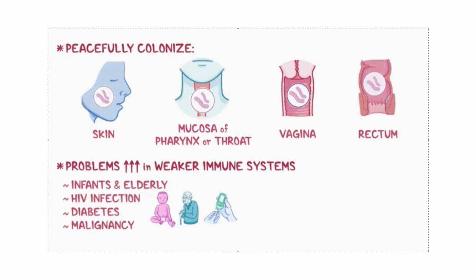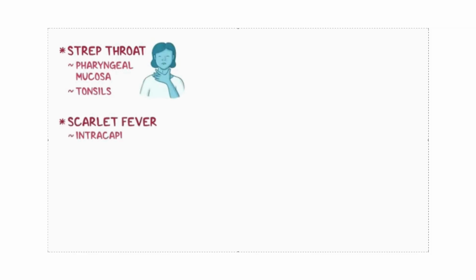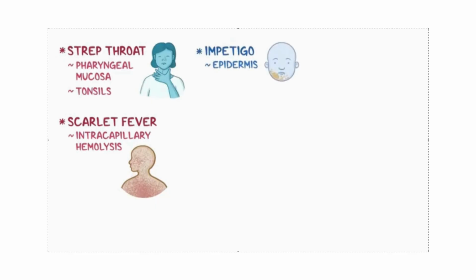In these cases, strep pyogenes usually gets in the bloodstream through a breach on the skin, a mucosal laceration, or following surgery. Most often, strep pyogenes causes strep pharyngitis, also called strep throat, which is the inflammation of the pharyngeal mucosa and tonsils. Strep pharyngitis may also be associated with scarlet fever, which is when intracapillary hemolysis results in a bright red skin rash.